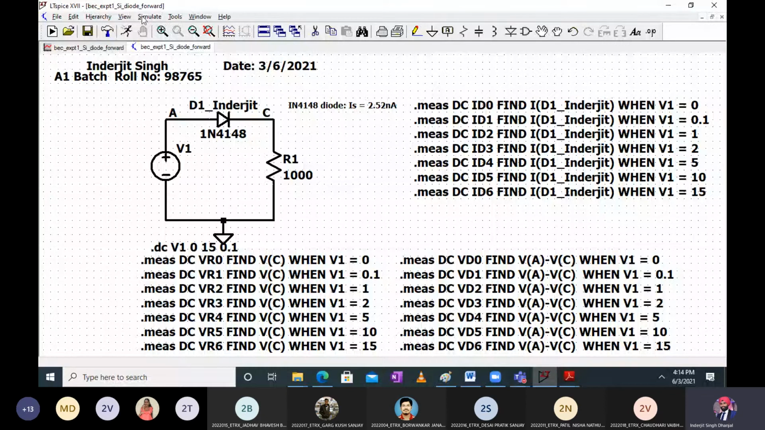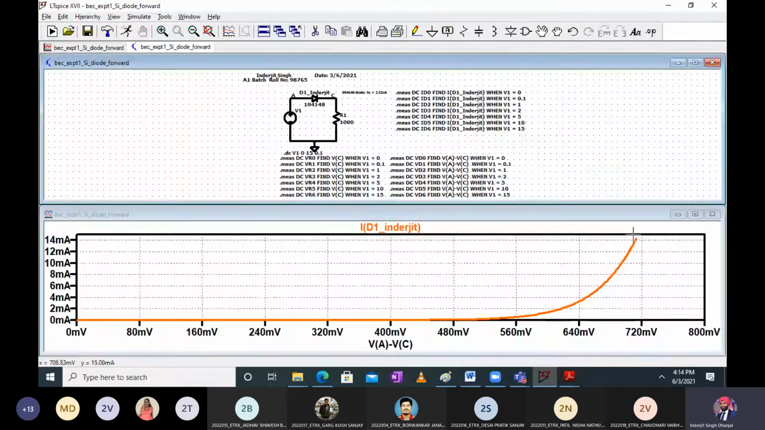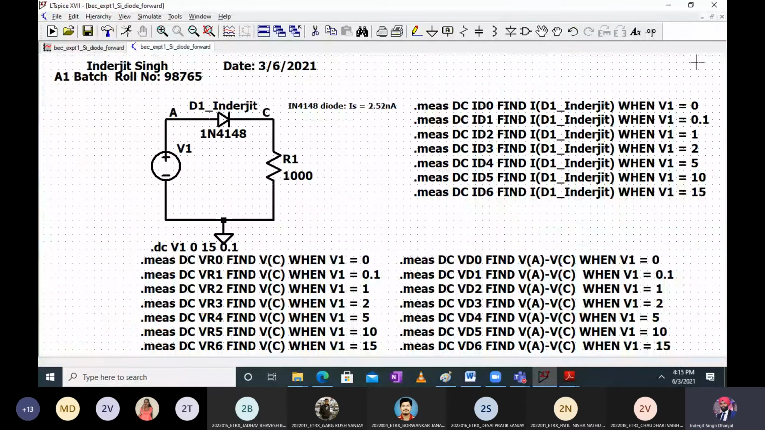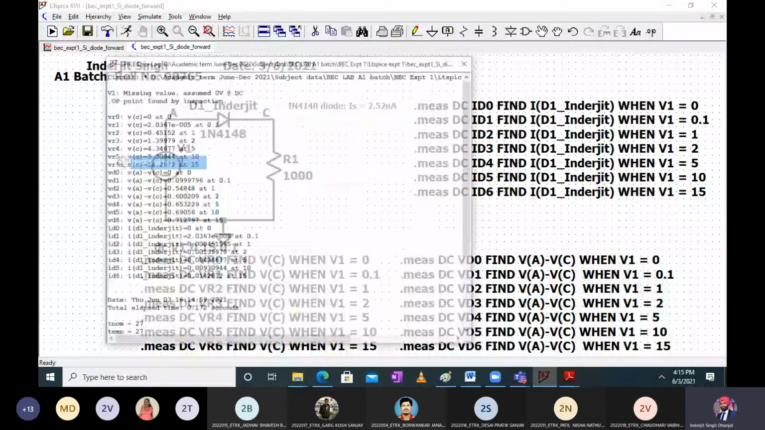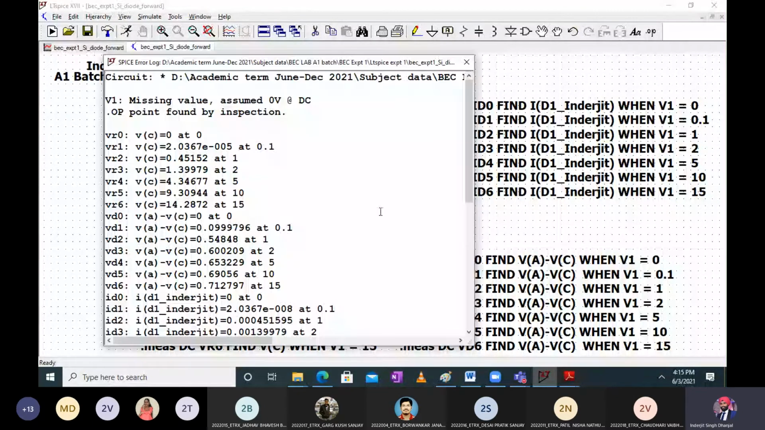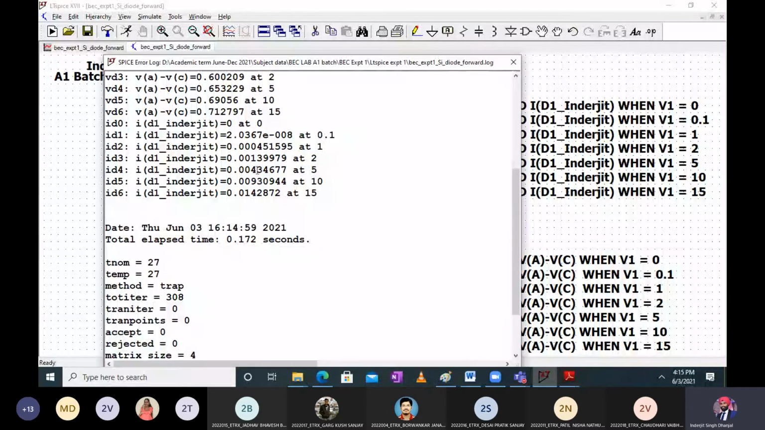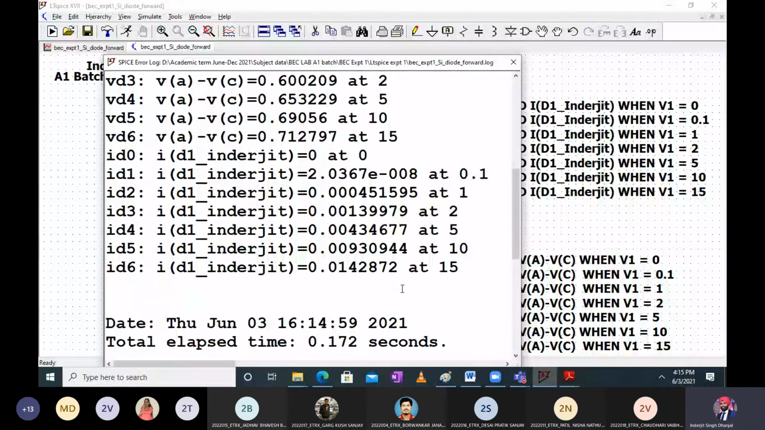Click on simulate, run. Same graph you will get, no change in the graph. Actually, LTspice is calculating the parameters for us. So I'll go to view, I'll go to error log, and I'll check these values. See, these are all the currents in amperes, to convert into milliampere form.